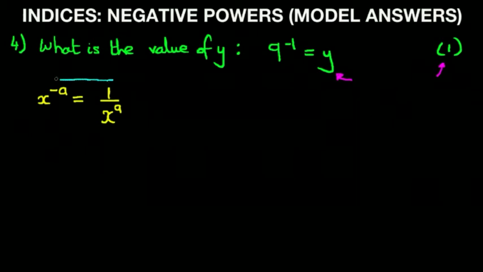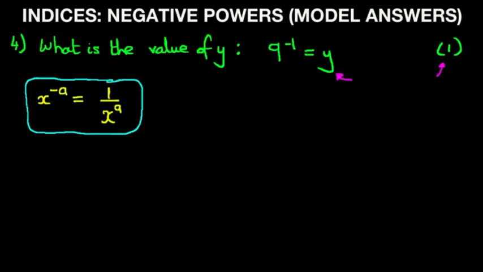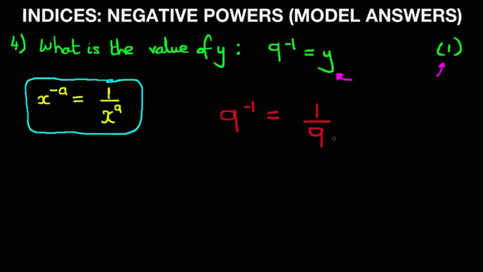And again, I'm just going to circle our rule, and we're going to work out the answer. So we have 9 to the power of minus 1. Using our formula, this becomes 1 over 9. And we don't need to write down to the power of 1. 9 to the power of 1 is simply 9. And that is our answer. Very simple question.